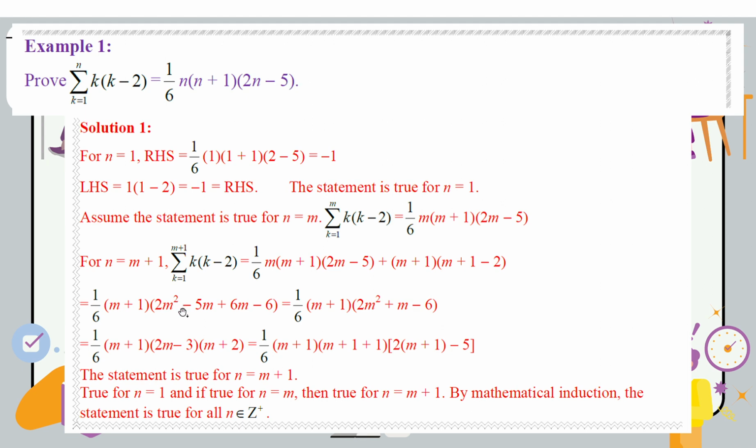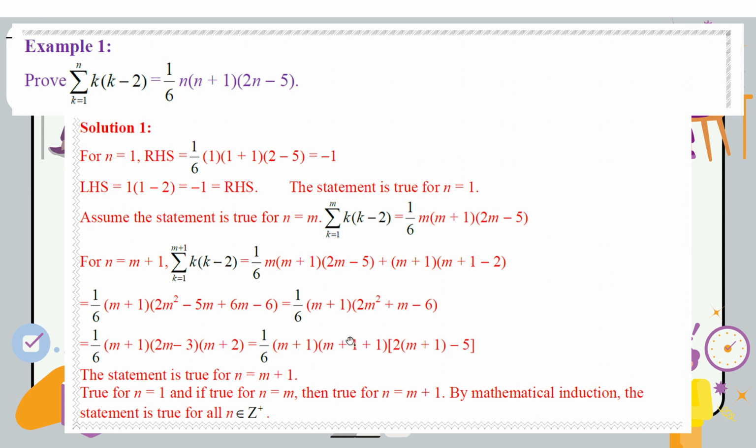Obviously, you need to factorize it. Just one way to factorize it. To simplify it, 2m squared plus m minus 6, factorize it: (2m minus 3)(m plus 2). And then think about how to make it like this form with n equals m plus 1. I got it, m plus 2.